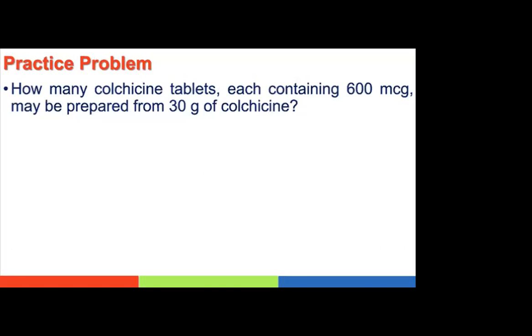Question muna, para saan ang colchicine? Let me test your product knowledge. Tama, gout. What type of gout? Acute or chronic? Tama, acute. Okay. Pag chronic gout, ano ang DOC, drug of choice? Allopurinol. Correct. O, sige nga, ilang tablet ang mapo-produce natin if we have 30 grams of colchicine, and the dose is 600 mcg.